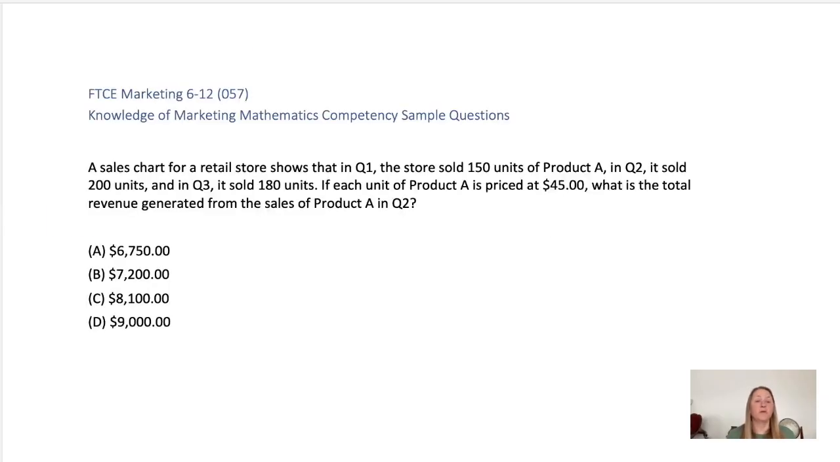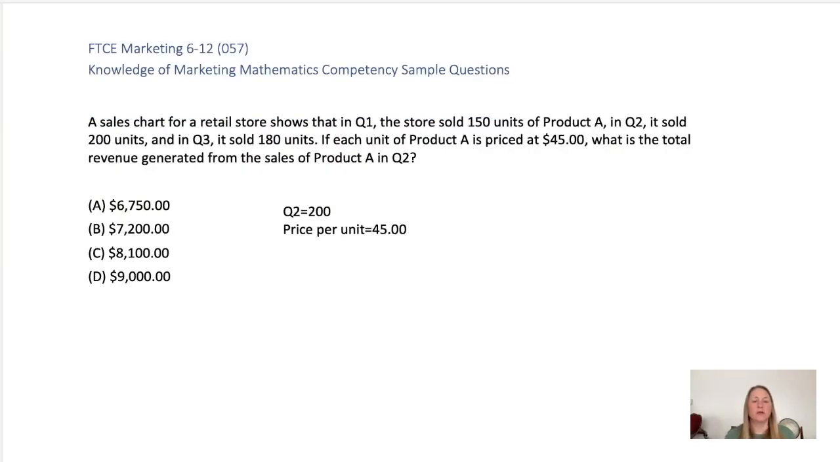The sales chart for a retail store shows that in quarter 1, the store sold 150 units of product A. In quarter 2, it sold 200 units, and in quarter 3, it sold 180 units. If each unit of product A is priced at $45, what is the total revenue generated from the sales of product A in quarter 2?